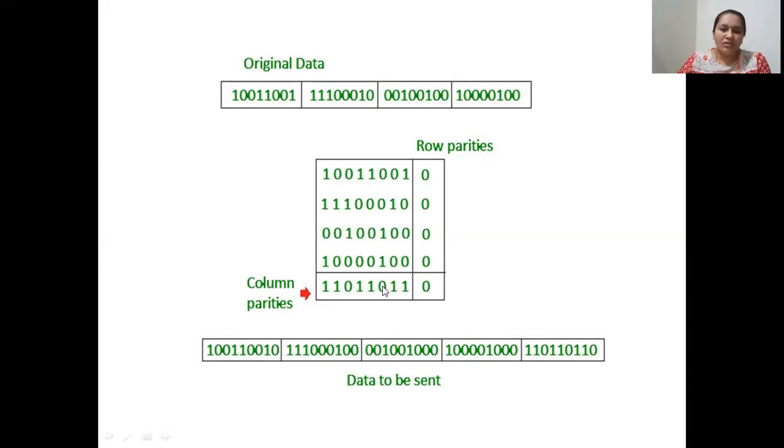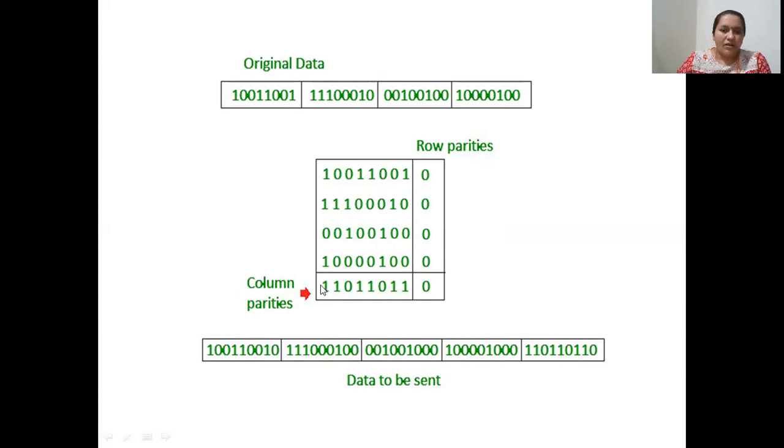Similarly, the sixth column, parity bit is 0. Seventh column, parity bit 1. Eighth column, parity bit is 1. And even for the column parity bits, there is a row parity bit which is attached. The parity of this particular column is even already, hence the parity bit appended is 0.